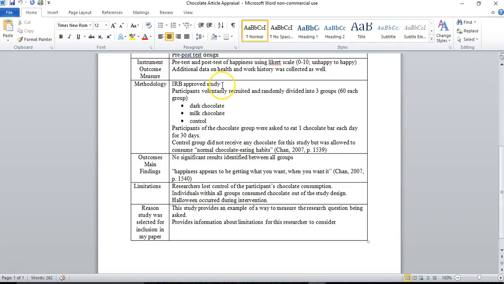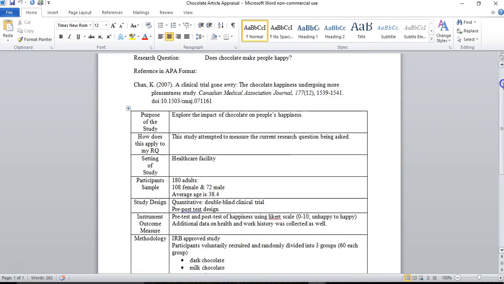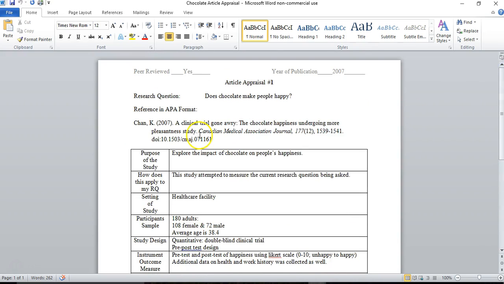Methodology, this talks about IRB approval. IRB is Institutional Review Board. So every college has that, every journal has a review board, and that's to make sure that the actual research that is being conducted is ethical. So this talks about the outcomes. We actually have a quote right in there, limitations to the study, and the reason that the study was selected for inclusion in your paper. So I'll show you, and you also see the actual APA reference for it up here. So I'll show you the form that you'll be using.